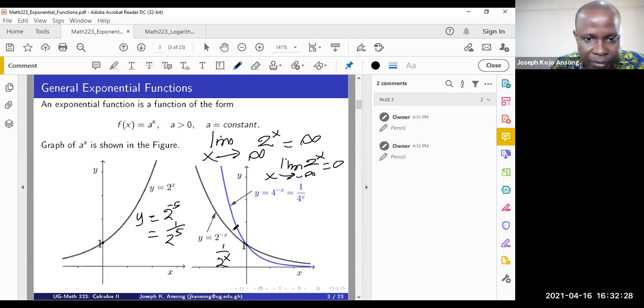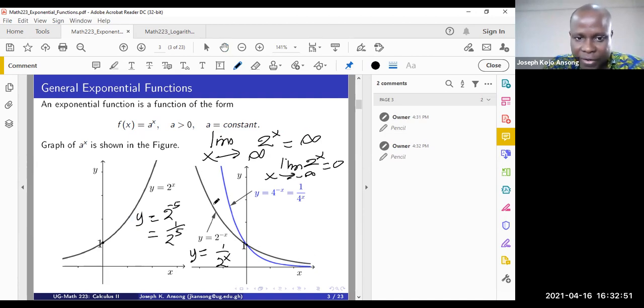Okay, so y is 1 over 2 to the x. As x is becoming greater and greater, the denominator is becoming a bigger number. 1 over a big number is very small. So as x goes this way, this is becoming small. That is why it's decreasing in this direction. So for x negative, you have 2 to the negative x.